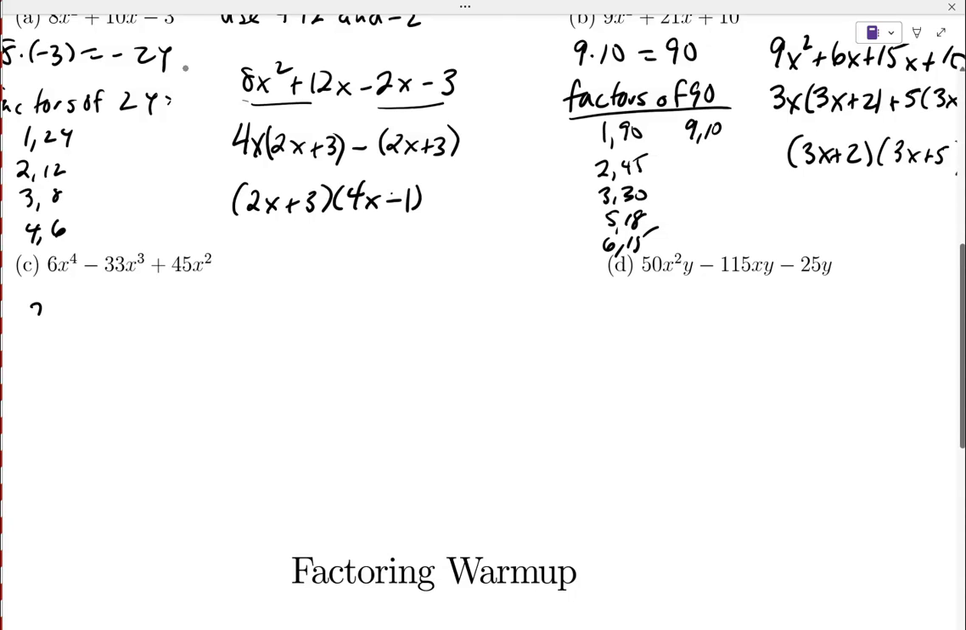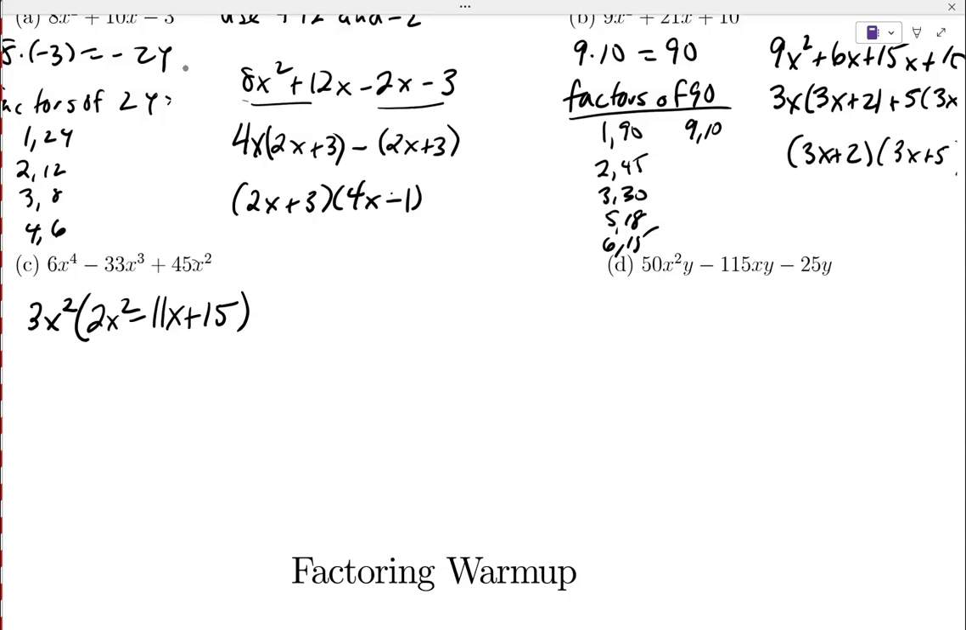So once we pull out the 3x squared, what are we left with? Okay. So yeah, we divide the 3 into the 6, we get a 2. We pulled out x squared, so there's still 2 x's left. Divide the 3 into the 33, we get 11. And we pulled out x squared, so there's still 1x left. Divide your 3 into the 45, we get 15. And we already factored out all the x's that were there.